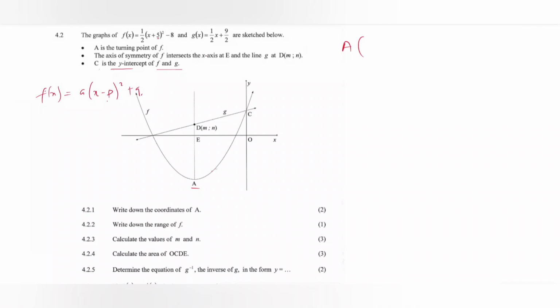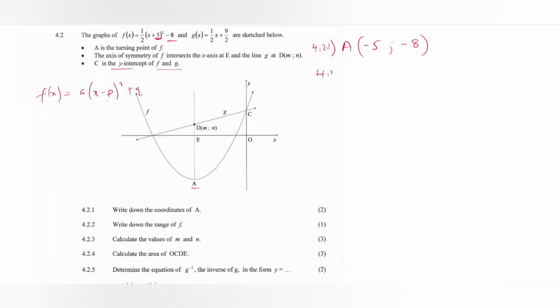If p is positive, on your turning point you write it as negative. So this is going to be negative 5. Then this one, it will remain unaffected. The sign stays the same. So our turning point is (minus 5, minus 8). That's the solution for 4.2.1.